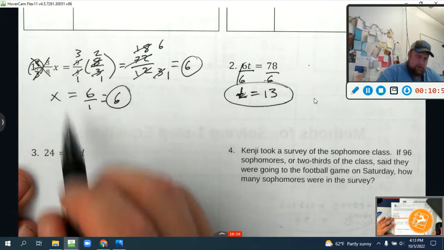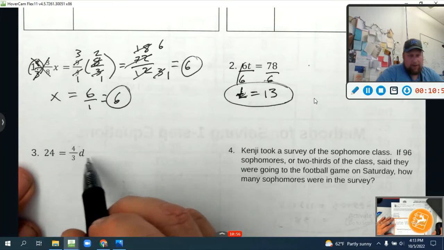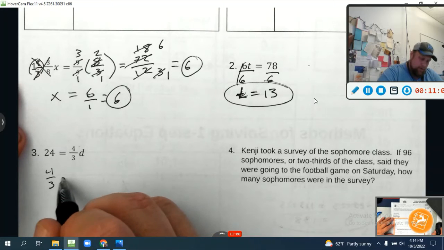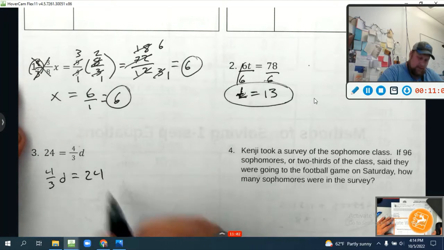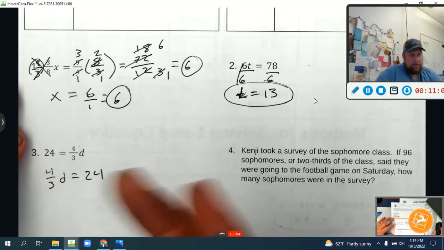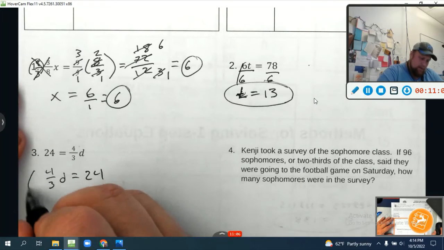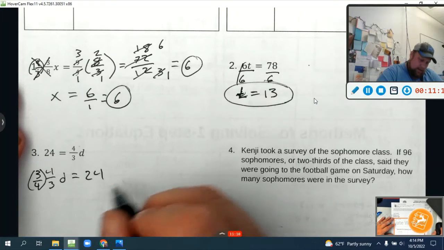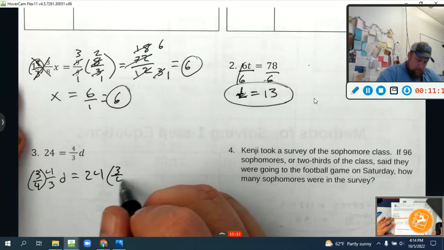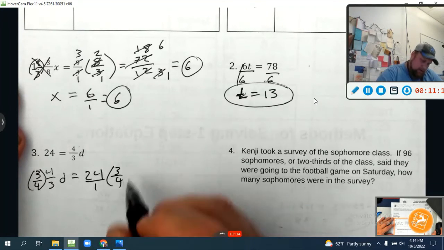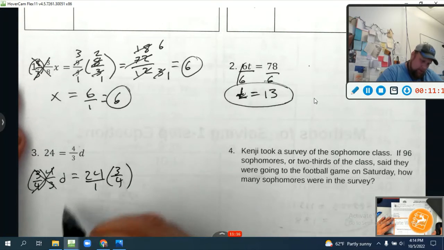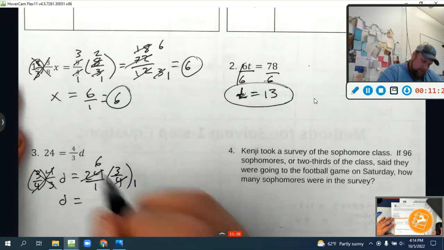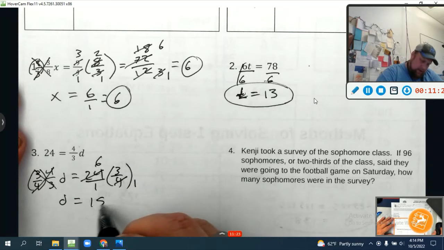This is very similar to the first problem. It's just we have d on the other side. By the way, if you ever don't like this, guess what you can do? Just rewrite the whole thing. 4/3 d equals 24. I can switch sides like that, no problem, as long as I flip everything over. But I'm going to multiply both sides times the multiplicative inverse to get rid of this. I've got 3/4, that's over 1. Let's cross out to be 1. I'm left with d equals, let's see, 4 goes into 4 once, goes into 24 6 times. 6 times 3 is 18. Boom.